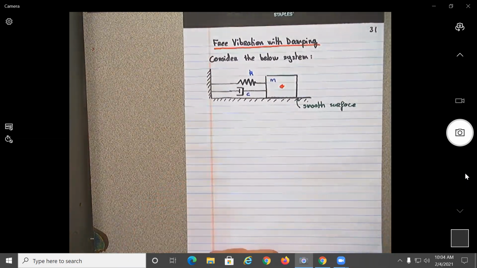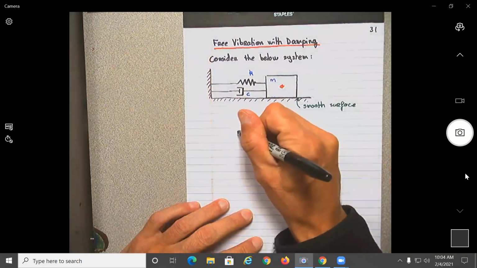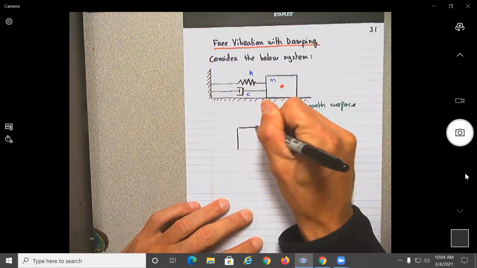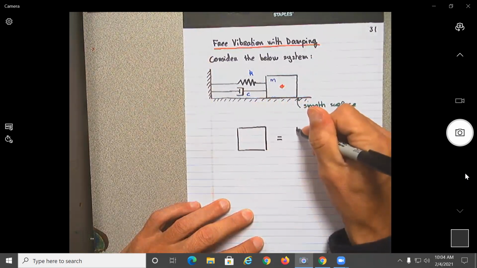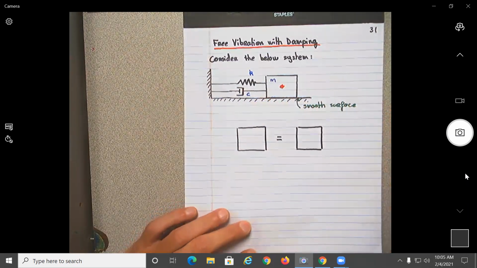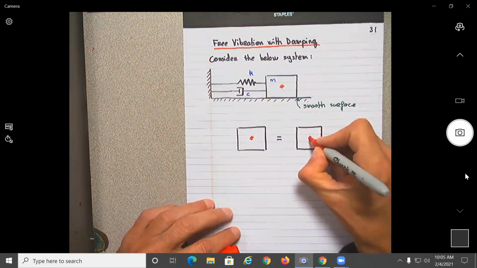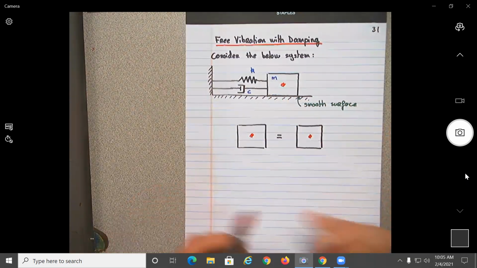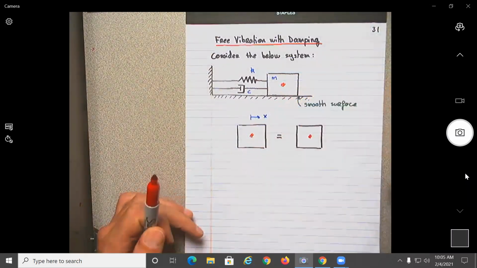The first thing to do is to derive the equation of motion. There are basically two steps. Step number one, we need to draw a free body diagram. We draw the block here, and we do two sides: one side for the forces, the other side for the inertia effects, basically the effects due to the motion. First we need to select a reference frame. Let's say this will be x.